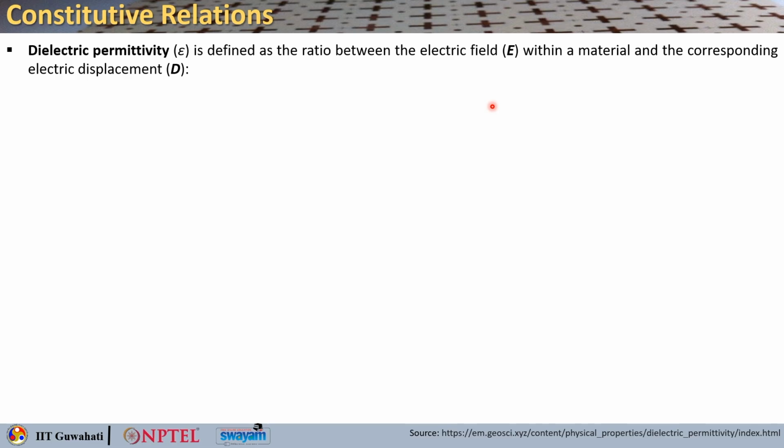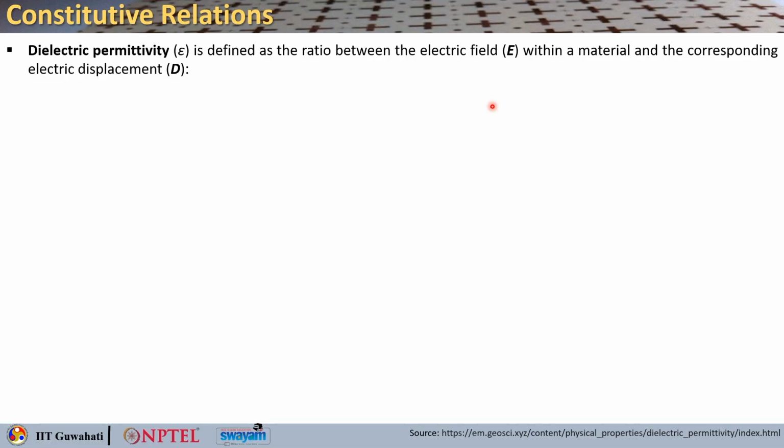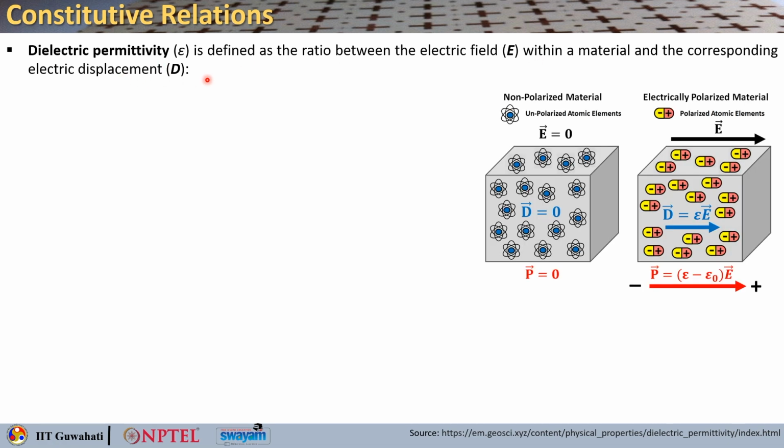Dielectric permittivity is a diagnostic physical property which characterizes the degree of electrical polarization a material can experience under the influence of an external electric field. So, how do you measure or define it? Dielectric permittivity can be defined as a ratio between the electric field within a material and the corresponding electric displacement D. Here you can see the equation D equals epsilon naught E, right.